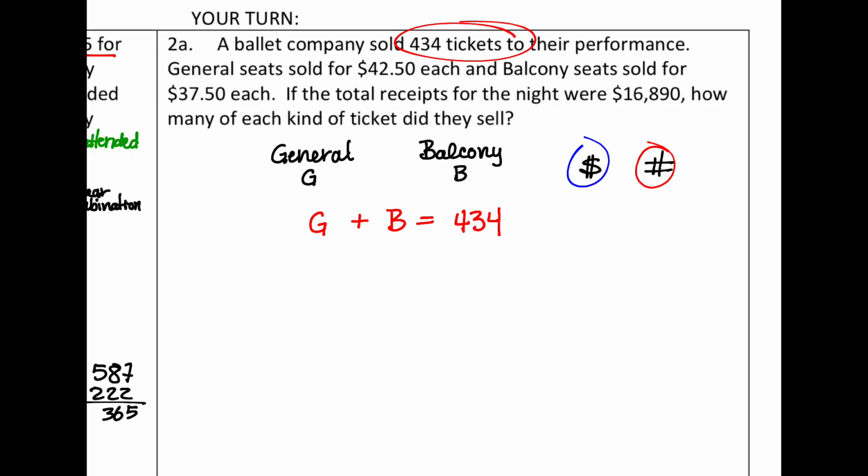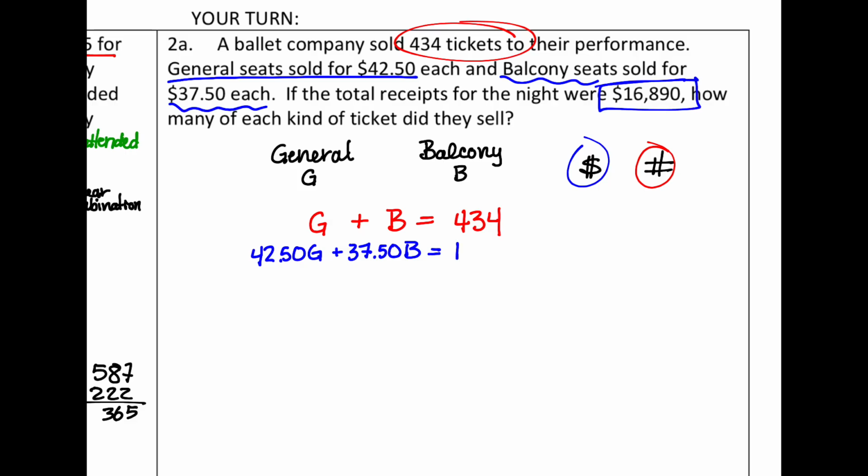Now the money version, you figure out how much was charged for each individual type. So general and balcony. Okay, general seats sold for $42.50. So I have 42.50 times G plus balcony seats were 37.50. So 37.50 times the number of balcony seats sold, and the total is $16,890.